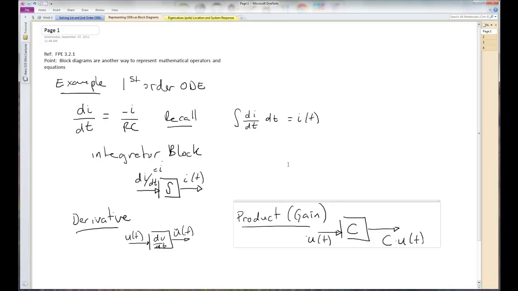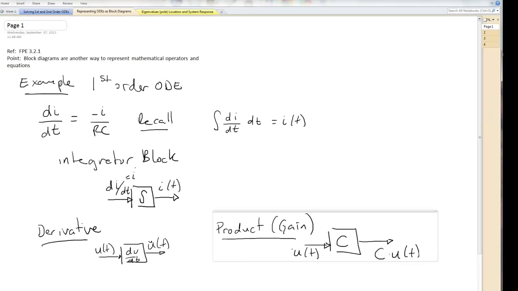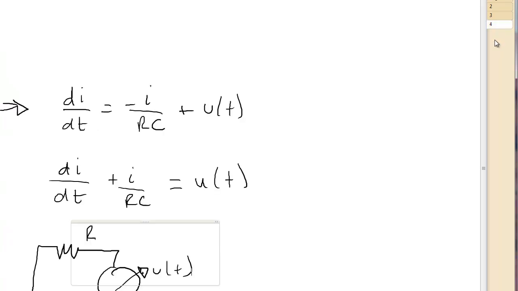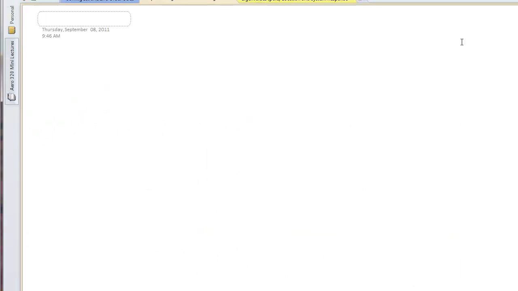Okay, we're now in part two of this mini lecture on representing mathematical equations and operators as block diagrams. So we're going to look at another example here, which uses a second order ODE. By way of example, we're going to look at the mass spring damper, the MSD system.